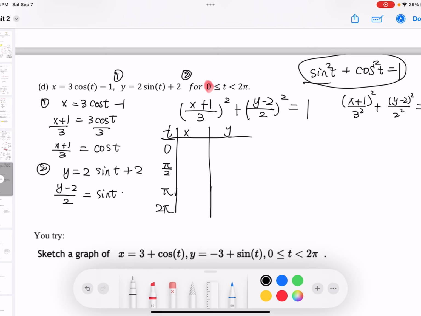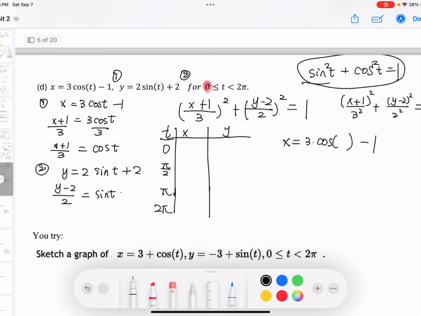T equals 0, so x is equal to 3 times cosine t minus 1. If t is 0, cosine is 1, 3 minus 1, which is 2. And then the y value is 2 times sine 0 plus 2. So sine 0 is 0, 0 plus 2 is 2. So the first point is 2, 2.